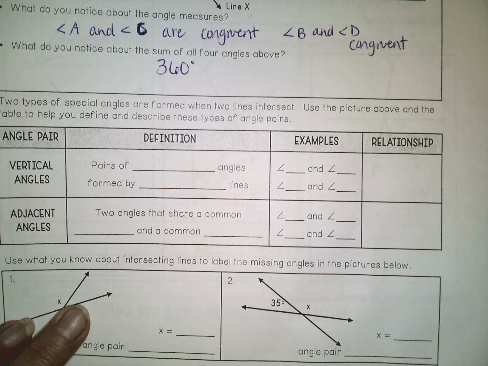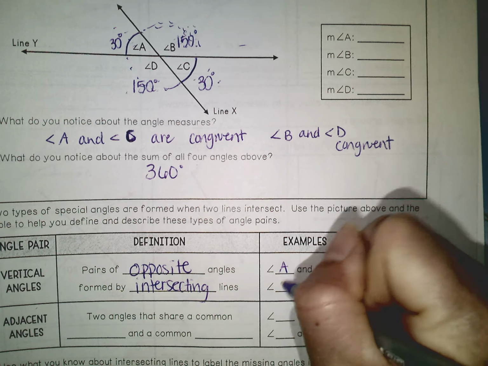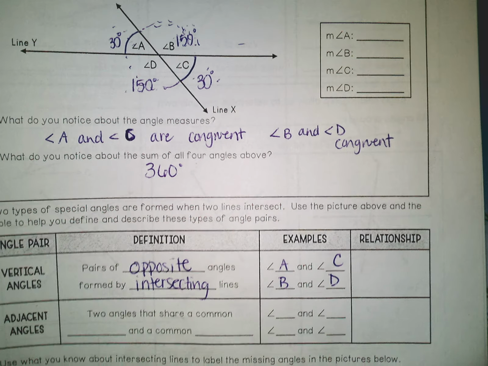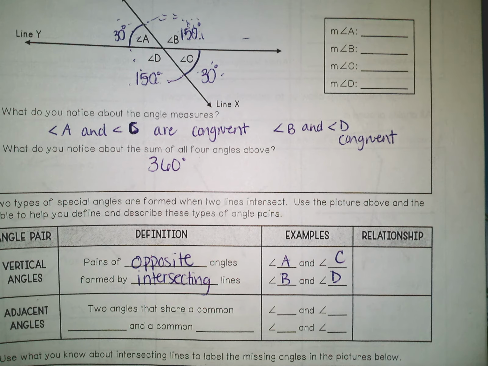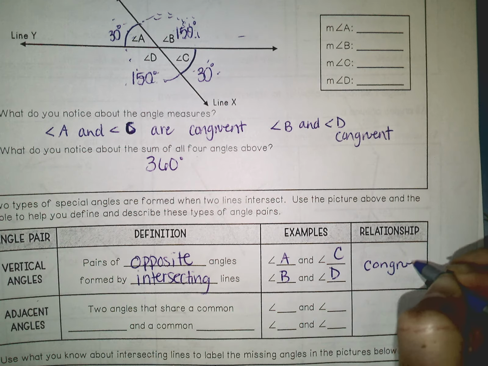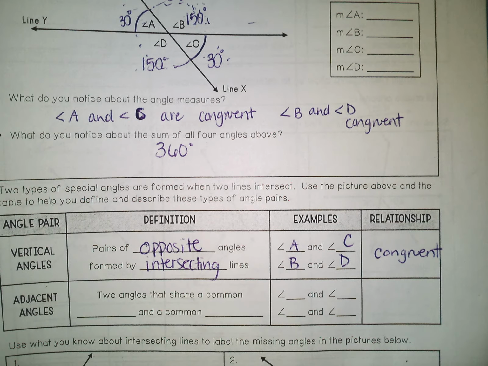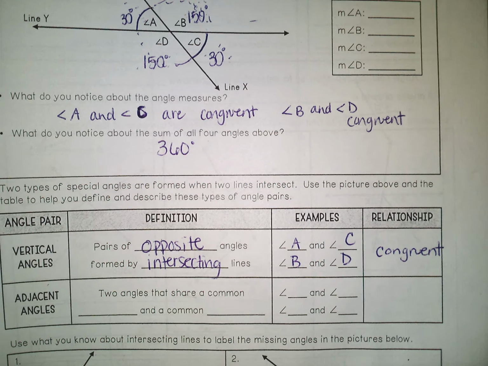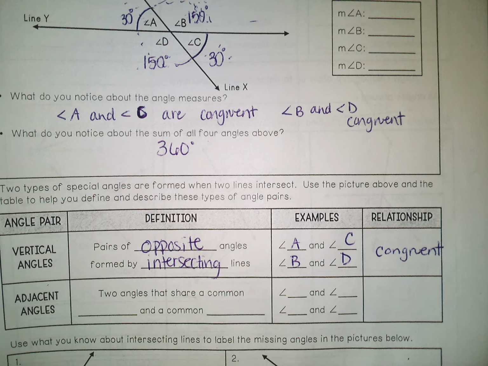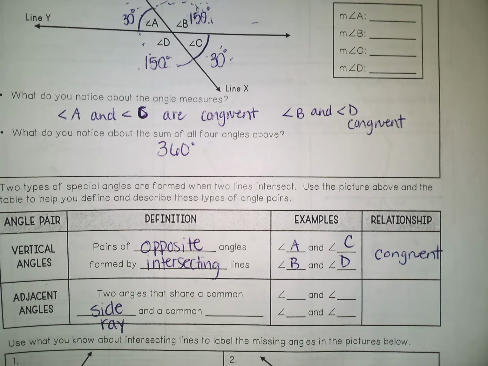So just a reminder, vertical angles are pairs of opposite angles formed by intersecting lines. So up above, angle A, angle C are vertical, angle B and angle D are vertical. Okay? Their relationship, they are congruent. That meaning they're the same angle degree.